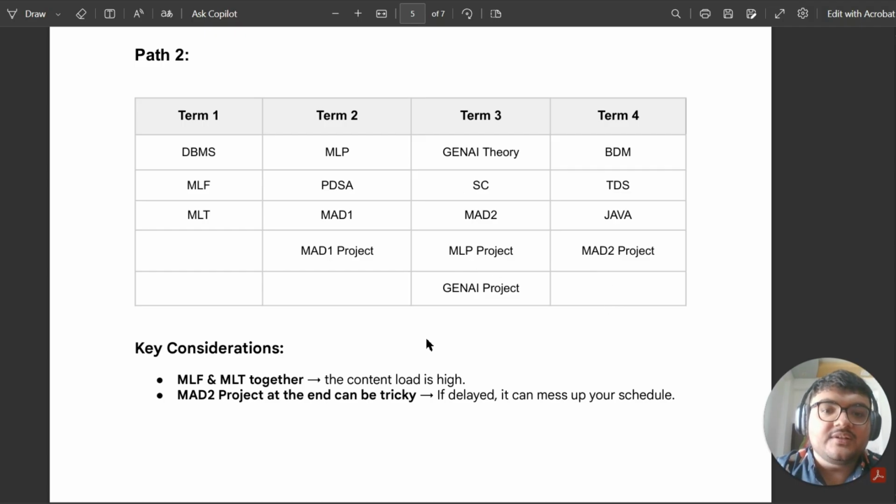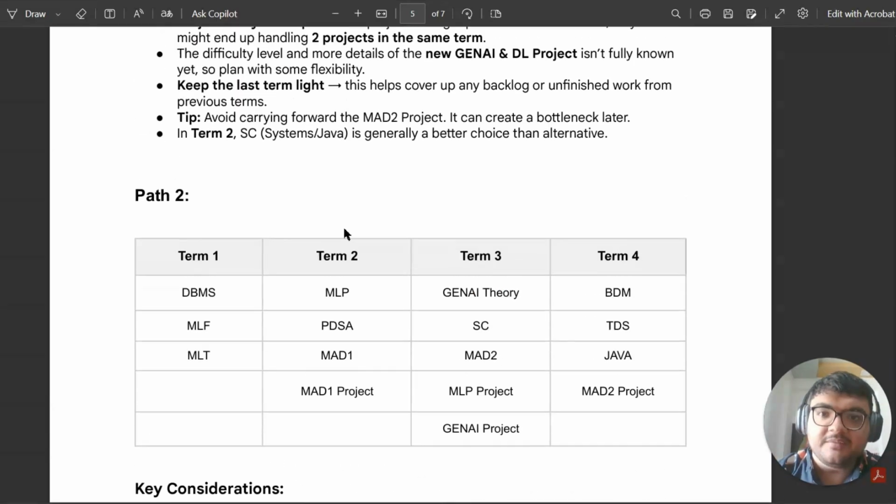Otherwise, you can just take the GenAI project and MLP project. Try to complete it. So this solves the problem of taking theory and project, right? As you can see, MLP projects are separated. MAD1 projects are together, but as I said, it is easy. MAD2 projects are separated. So this combination is for the sake of taking the theory first. MAD2 is separated, and that's why this combination is being made.